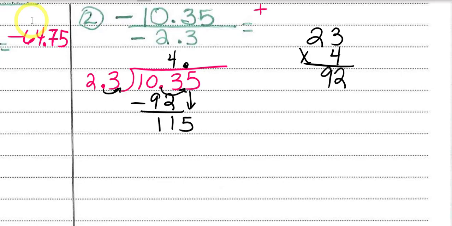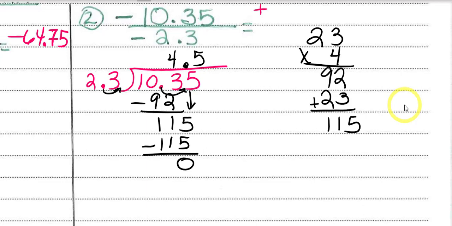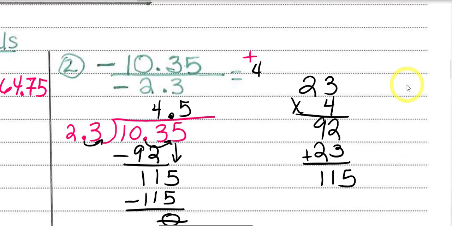Now, how many times can 23 come out of 115? So if you take a look at the math we did here on the side, 23 times 4 gave me 92. Well, I think I can only go one more. So if I were to add another 23 to this 92, it'd be the same like multiplying 23 times 5. And that's going to give me exactly 115. So 23 times 5 equals 115. And subtract, and you get 0. And your answer is going to be a positive 4 and 5/10 is your answer for number 2.